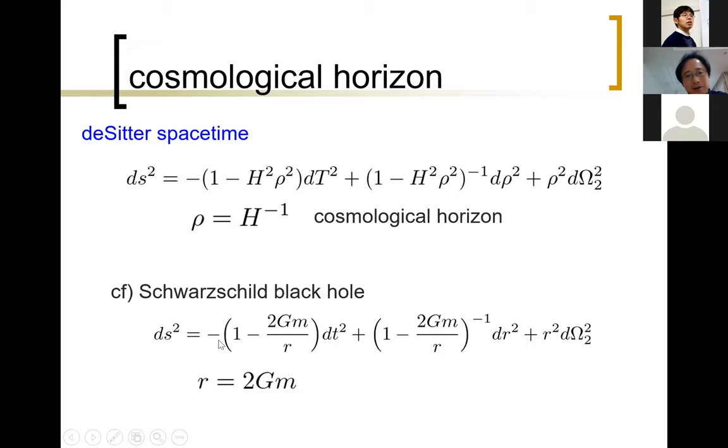In some sense, at this event horizon, the time development disappears. This indicates the presence of an event horizon, roughly speaking. I mean, of course, we have to analyze carefully, but from the analogy to the Schwarzschild case, you may be able to see this is a cosmological horizon.